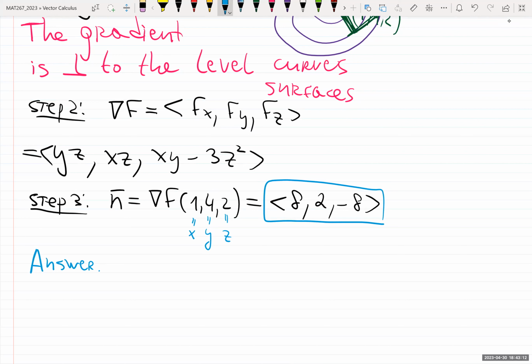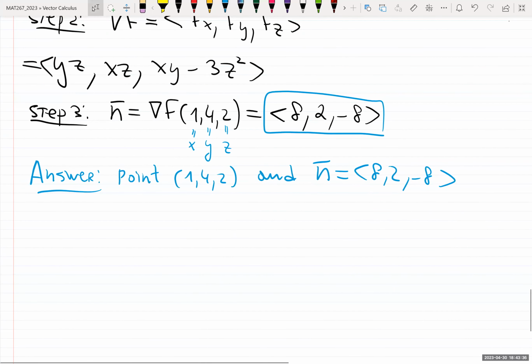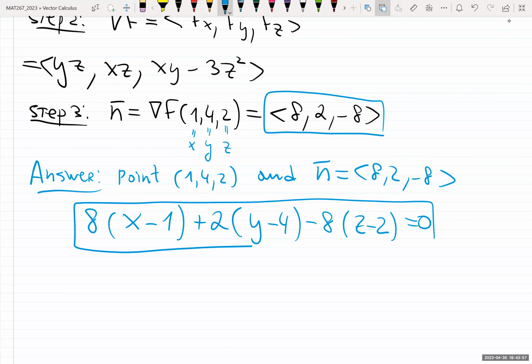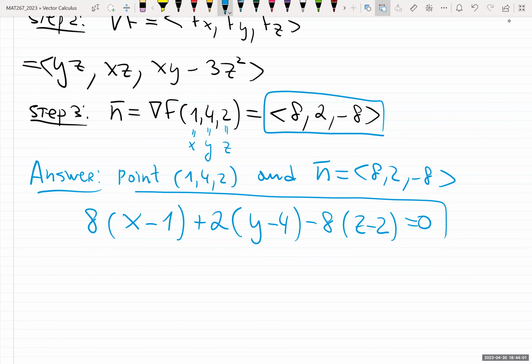Answer. The formula is still the same as before: n dotted with the shift. So we have the point (1, 4, 2) and n is (8, 2, -8). The answer comes exactly from the same formula. It's going to be 8 multiplied by (x minus 1), plus 2 multiplied by (y minus 4), minus 8 multiplied by (z minus 2), equals 0. If the answer should be given with d, then you distribute everything. That makes sense?